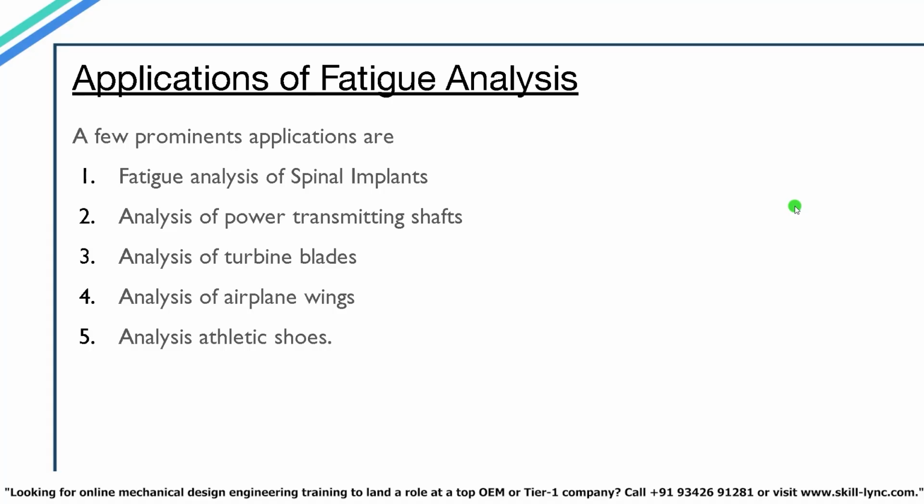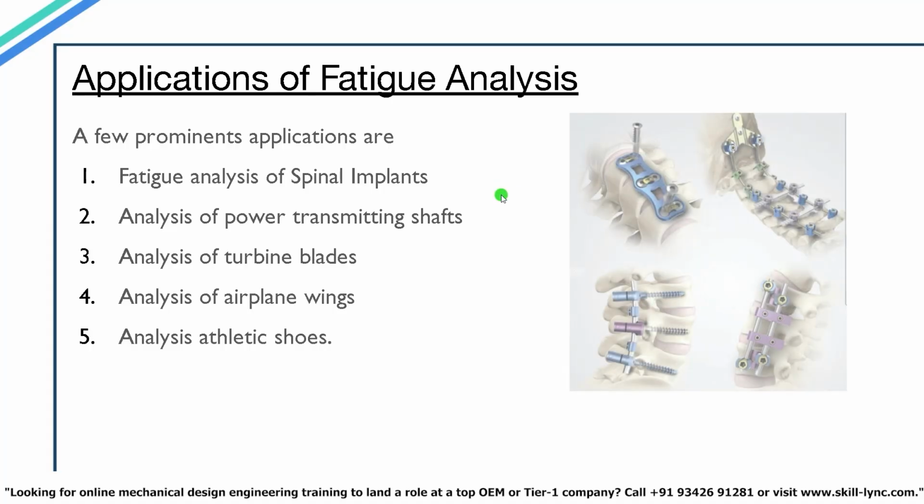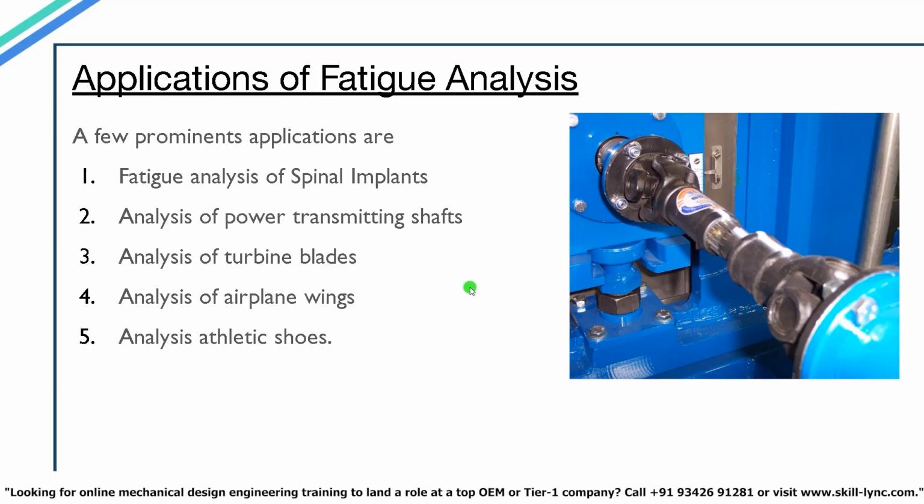One of the most prominent ones is in spinal implants. When people have spinal impairments, like scoliosis, they perform surgery on the spine and place spinal implants. Spinal implants provide support for our spine. So whenever the person bends over, the spinal implant will also bend. And one way to ensure that fatigue failure does not happen in these spinal implants is by running a fatigue analysis. Another important application is the analysis of power transmitting shafts.